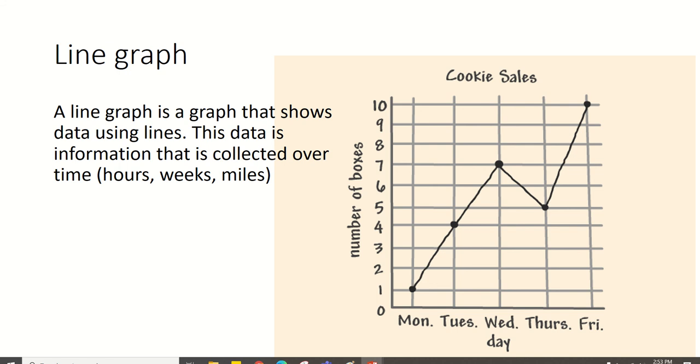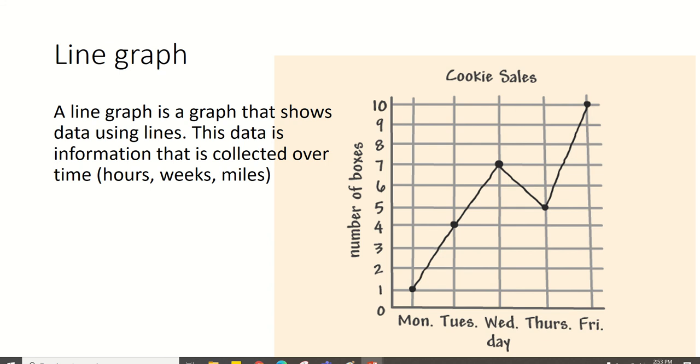Now, a line graph is a graph that shows data using lines. This data is information that is collected over time. Sometimes it's hours, sometimes it's weeks, sometimes it's miles. But we use a line graph to show data that has been collected over time. So here's an example of cookie sales that were sold over the course of 1 week.